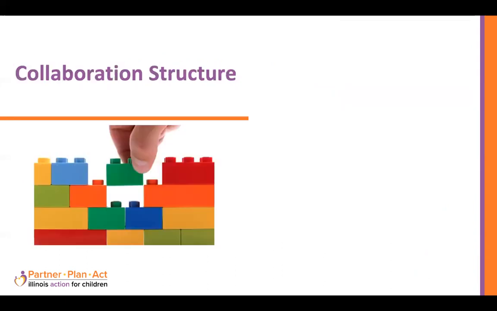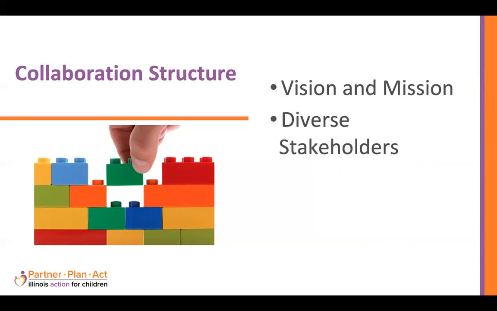The early childhood collaborations across Illinois that we just looked at on the previous slide all have a collaboration structure. Most collaborations have the following four elements in common: vision and mission. Each community develops mission and vision statements to reflect the aspirations and needs of the community. Diverse stakeholders. Relationships are at the core of collaborations and community systems development. Having a pool of diverse stakeholders widens perspectives and strengthens the work.